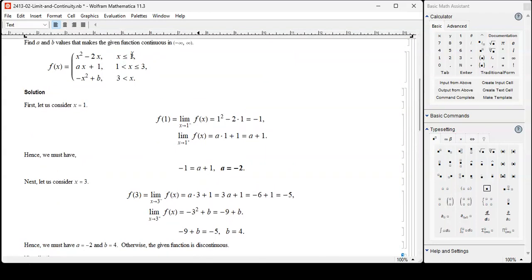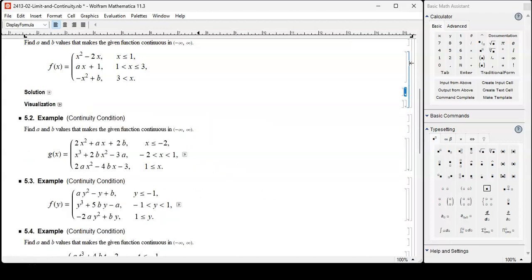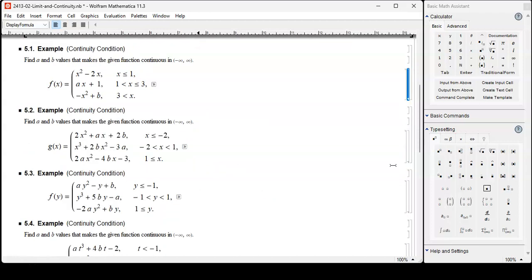Here's the solution again. X equals 1 is common in first and second line, so plug in first line, second line, set them equal to each other, and then x equals 3 is common in second and third lines. Plug it into second line and the third line, set them equal to each other. We have two equations and two unknown parameters, a and b. You can solve it. That was an easy one.